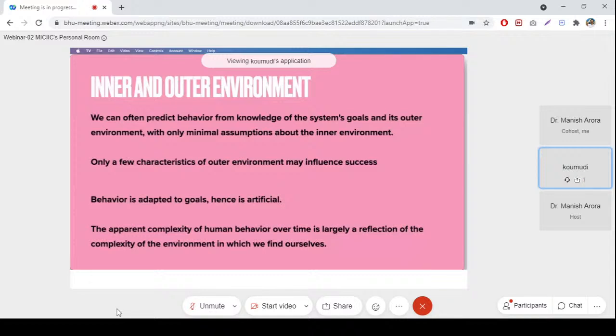An ant viewed as a behaving system is quite simple. The apparent complexity of its behavior over time is largely a reflection of the complexity of the environment in which it finds itself. Human beings, viewed as behaving systems, are quite simple. The apparent complexity of our behavior over time is largely a reflection of the complexity of the environment in which we find ourselves.